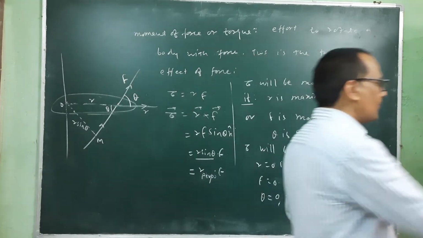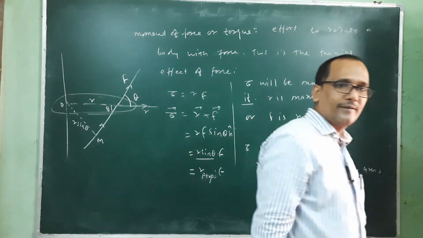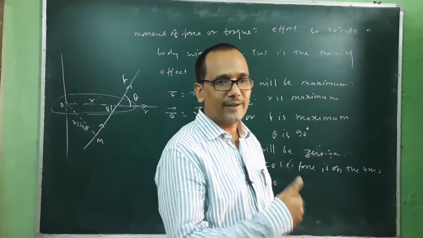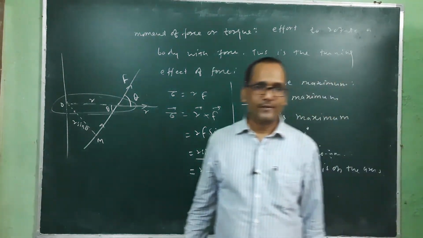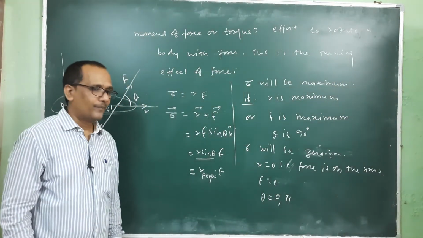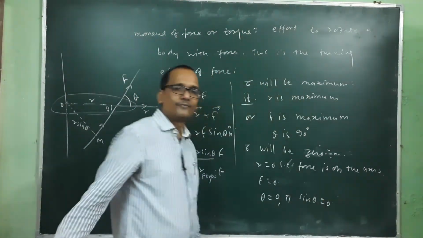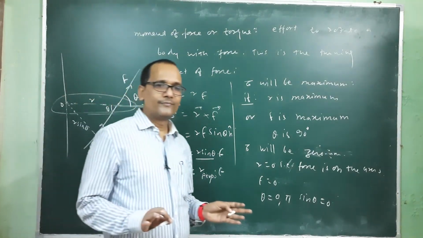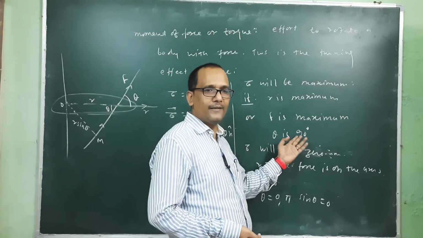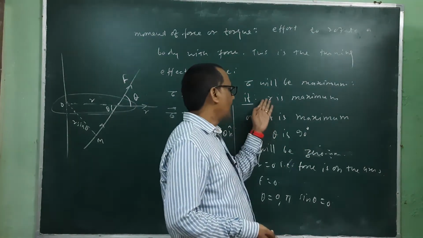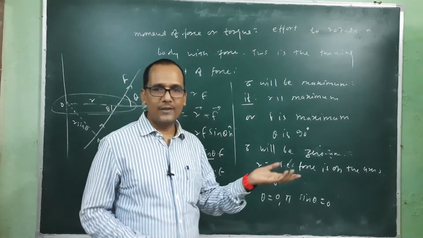We are just applying the force like this, in this direction. There will be no effect. No rotational effect, no torque, because the angle between R and force is either 0 or 180. Since theta is 0, sin theta will be 0, then there will be no effect. So the angle must be in between, near about 90 degrees, and with a reasonable value of R and F, the rotational effect will be there, torque will be there.